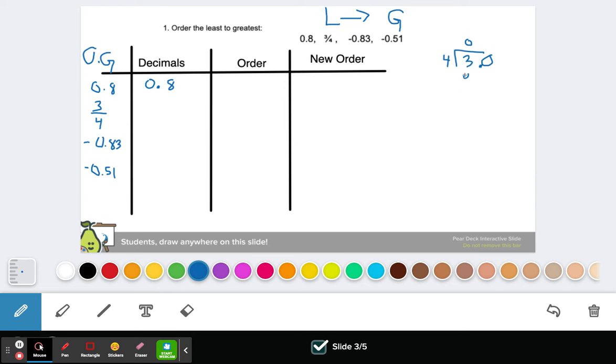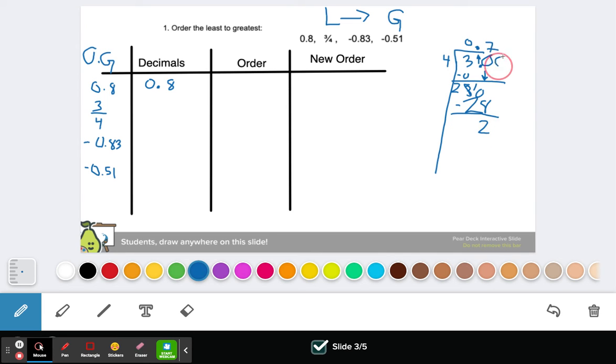4 times 0 is 0. I subtract, I get 3, but I also need to drop down my 0 right here. And don't forget to bring up your decimal. 4 can go into 30. 4, 8, 12, 16, 20, 24, 28, 32. So not times 8, but times 7, which is 28. Whoops, that is a very big 28, but oh well. I subtract. Remember, here I got to borrow when I subtract, because I cannot subtract that 0 from 8. 10 minus 8 is 2.